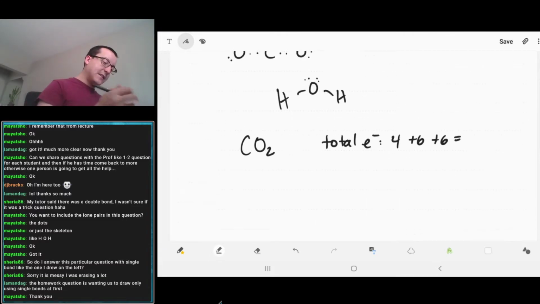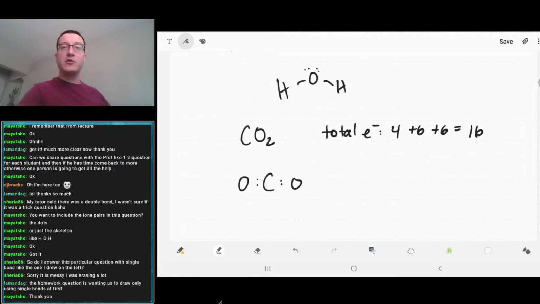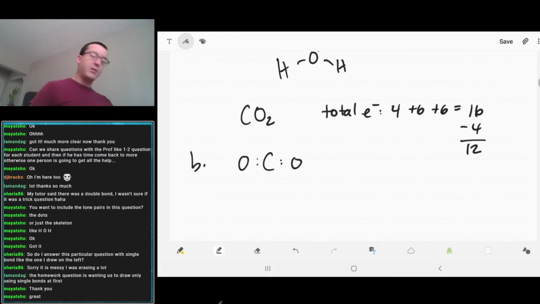So the first step we do is we draw the single bond. That's our first thing. We draw our skeleton. And we just have to keep track of the electrons as we go. So for part B, you would not even put the lone pairs there. The skeleton does not have lone pairs because it's not complete. So this would be part B.